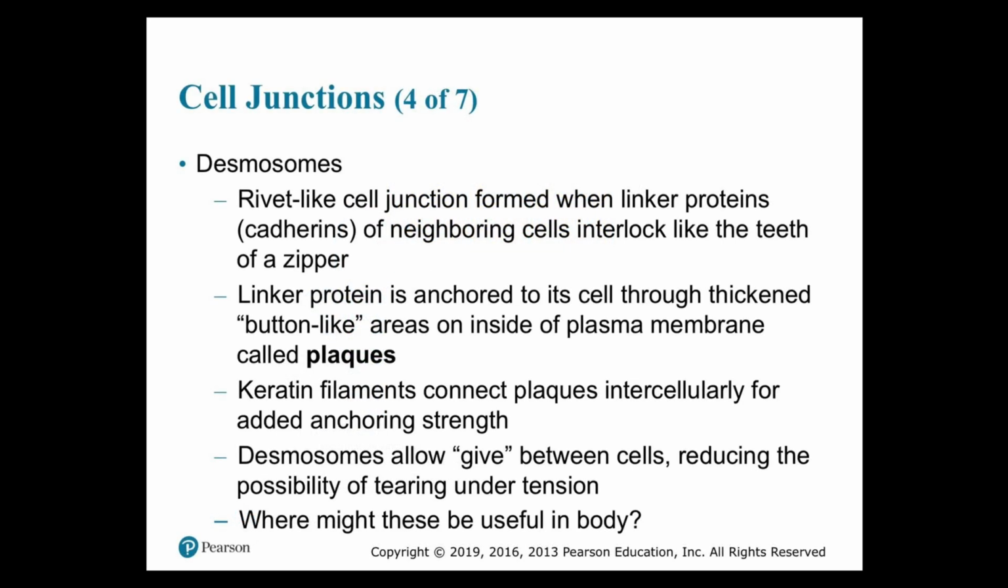The second type of cell junction are desmosomes. These are rivet-like cell junctions formed when linker proteins or cadherins of neighboring cells interlock like the teeth of a zipper. The linker protein is anchored to its cell through thickened button-like areas on the inside of the plasma membrane called plaques. Keratin filaments connect the plaques intercellularly for added anchoring strength. Desmosomes allow give between cells, reducing the possibility of tearing under tension. Where might these be useful in the body?